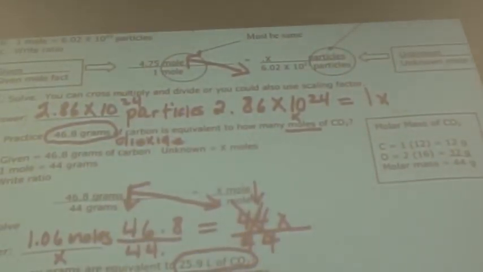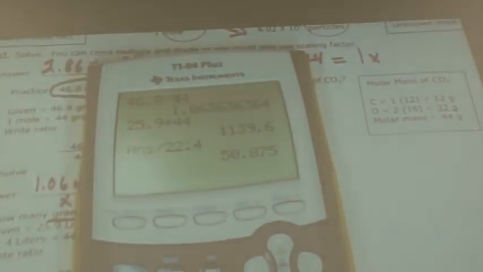Cross multiplying. 25.9 times 44 is something that could be 1139.6, which is equal to 22.4x. And when I put this in my calculator, this is what I get. 50.9 grams.